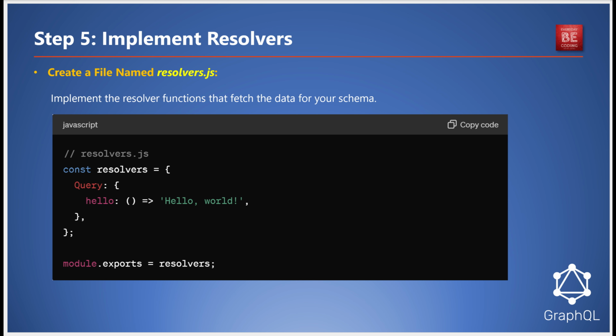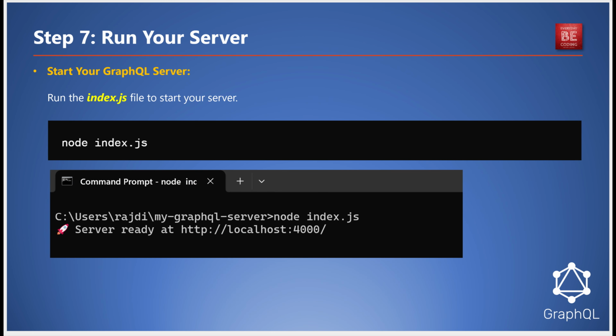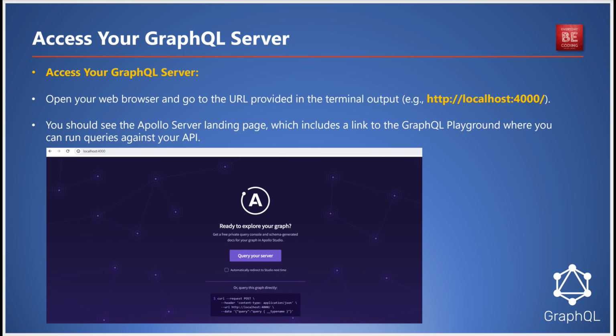With the schema and resolvers in place, set up the Apollo server. Create a file named index.js and integrate Apollo server with the schema and resolvers. Running this script starts your server and prints the URL where it's accessible. To launch your GraphQL server, simply run. Navigate to the URL provided in your terminal. Typically, here you'll find the Apollo server landing page and a link to the GraphQL playground where you can execute queries against your new API.